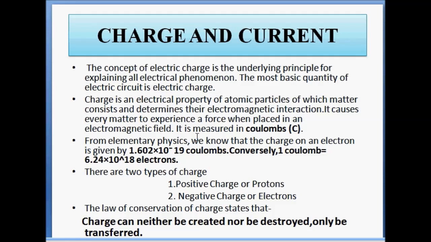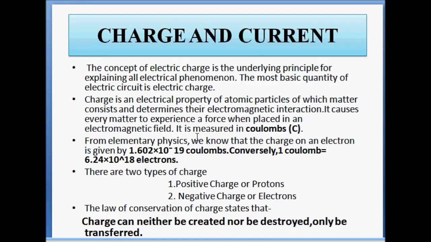Electromagnetic interaction means the way it responds to an external electromagnetic field. It can be explained as each and every matter, when placed in an electromagnetic field, experiences a force, and as a result it moves in a particular direction. Now this experiencing of force and the movement due to this force is governed by electric charge or the movement of electric charge. So charge governs the electromagnetic behavior, electromagnetic interaction of substances or materials.